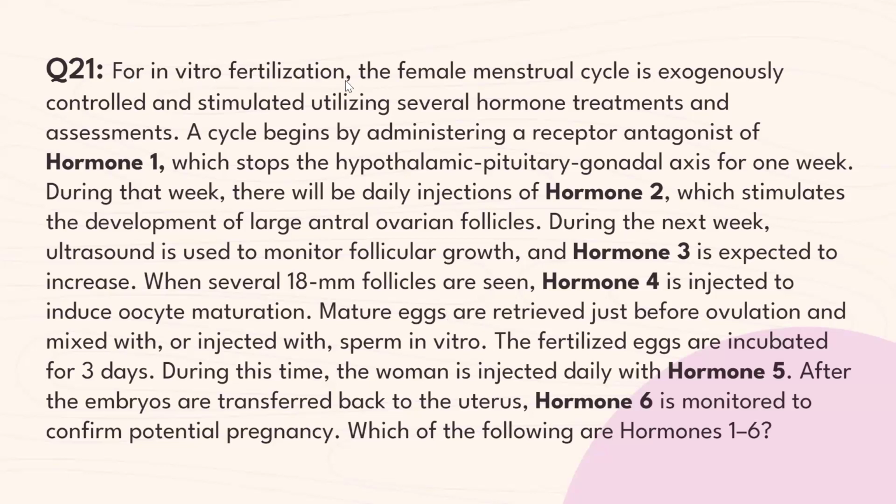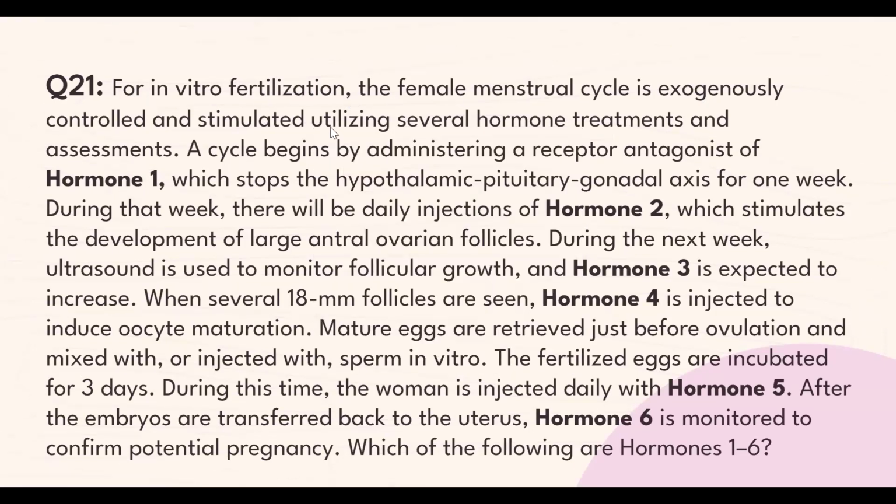For IVF, or in vitro fertilization, the female menstrual cycle is exogenously controlled and stimulated utilizing several hormone treatments and assessments. A cycle begins by administering a receptor antagonist of hormone 1, which stops the hypothalamic pituitary gonadal axis for 1 week. So we're administering hormone 1, and this is going to entirely stop the hypothalamic pituitary gonadal axis for the week. We talked about this in one of the other question stems.